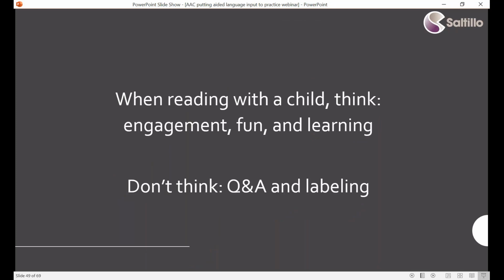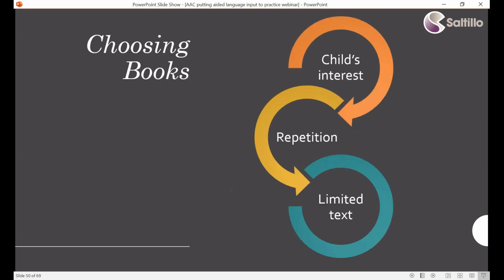Now, we do want to take a step back real quick and just talk about shared reading. We want to think of it more as an engagement, a fun learning activity. We don't want to think of our shared reading as an evaluation session. It's not question and answer time. It's not about labeling. It's really about that interaction and that engagement using storybooks.